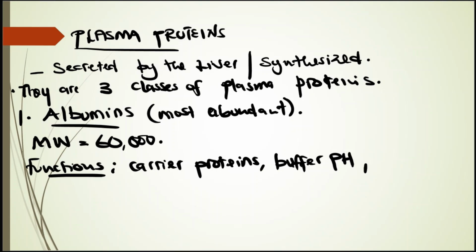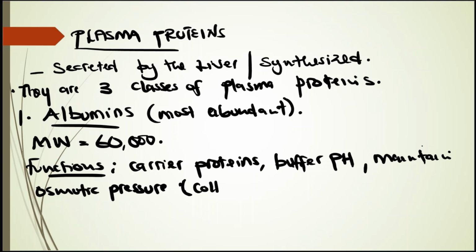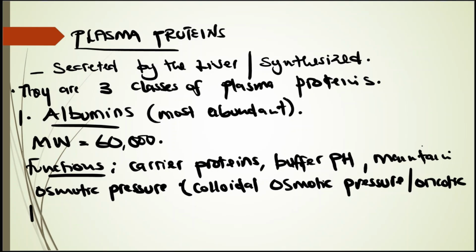The third, and one of the most important functions of albumin, is that they maintain osmotic pressure. Now, osmotic pressure is the pressure needed to retain water in a blood vessel. The osmotic pressure that is provided by albumin is what we call colloidal osmotic pressure. It is also called oncotic pressure.